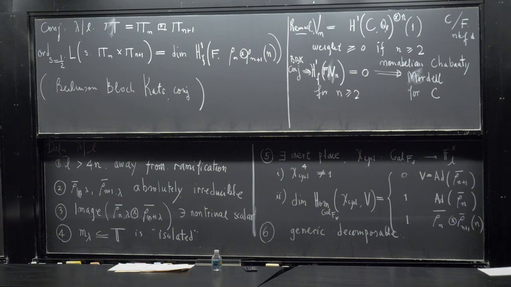So let me just quickly say that I want this prime to be big enough, and I want the residual representation to be absolutely irreducible, and I want the tensor product of the residual representation to contain certain non-trivial scalar. Those conditions are probably very familiar to Barry. And there is a condition on this idea of being isolated. This is just because, for the moment, we haven't spent much time to improve this. This probably can be removed.